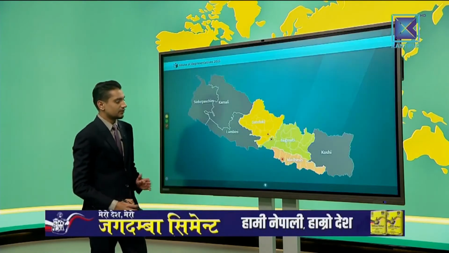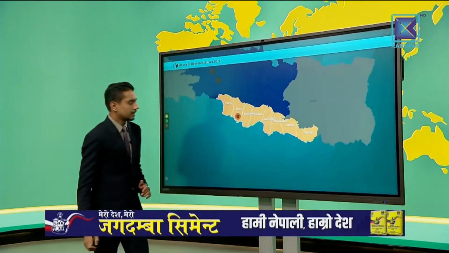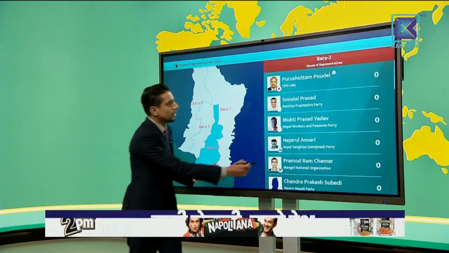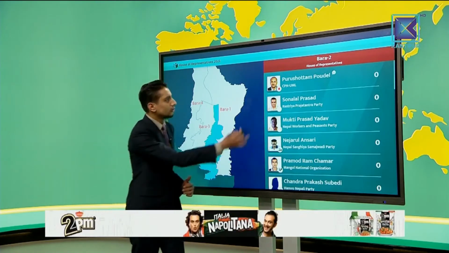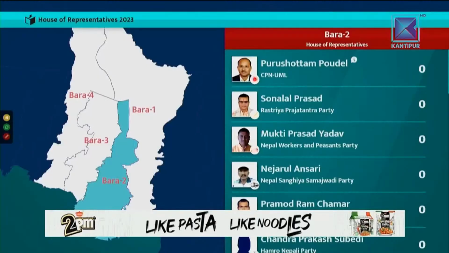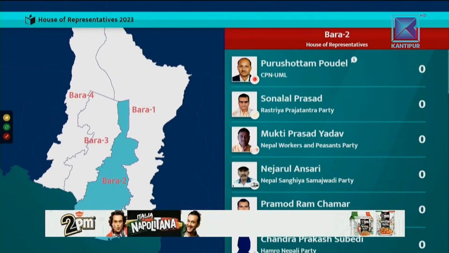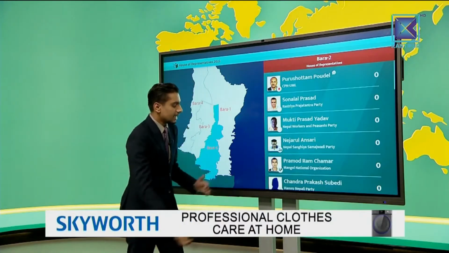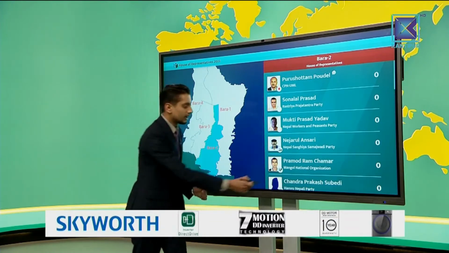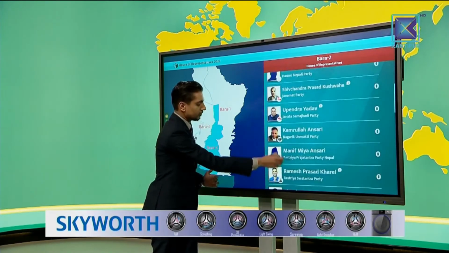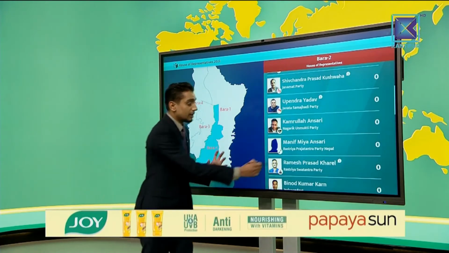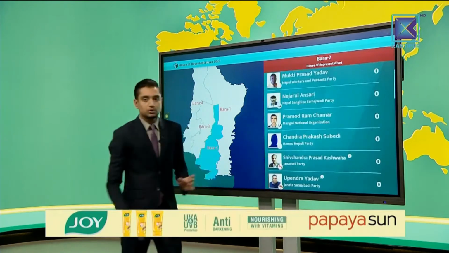So let us now take a look first into Bara electoral constituency, where the voting is underway. In Bara 2, the candidates in the fray include Purushottam Paudel of CPN-UML, the main opposition party at the moment. Similarly, there's Son Nalal Prasad of Rashtriya Prajatantra Party, Mukti Prasad Yadav, Nepal Workers and Peasants Party, Nirazul Ansari, and there are other candidates as well, including the candidate from Rashtriya Swatantra Party, Ramesh Prasad Kharel, who seems to have a good image in Bara electoral constituency 2.